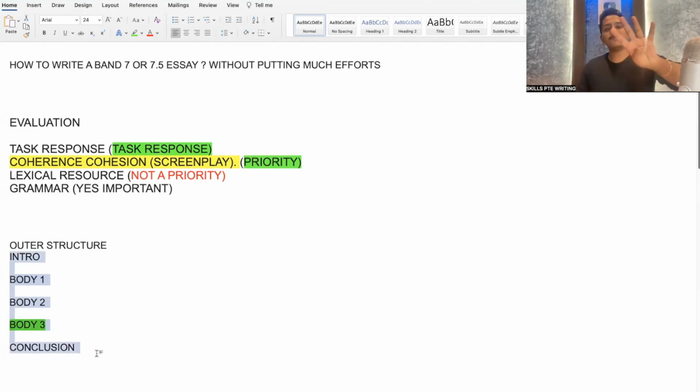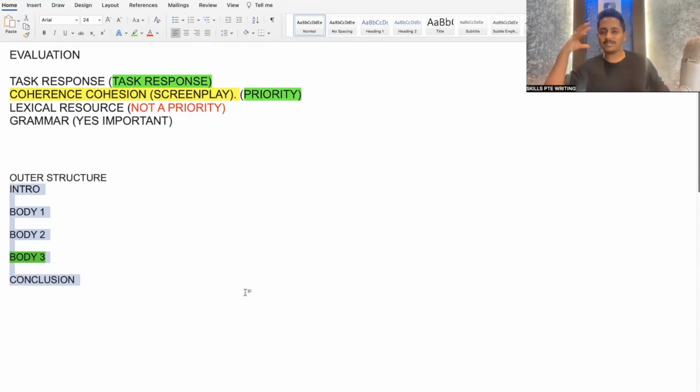It could be a 4-paragraph structure, meaning intro, body 1, body 2, conclusion, or a 5-paragraph structure, meaning intro, body 1, body 2, body 3, conclusion. This is an outer structure, meaning you're watching the essay from a distance. You're here, the essay is here. From outside, the essay looks like this. From outside, the house looks like this. Wow, nice paint. There's a balcony, it looks like. But how is it inside? That is the inner structure.